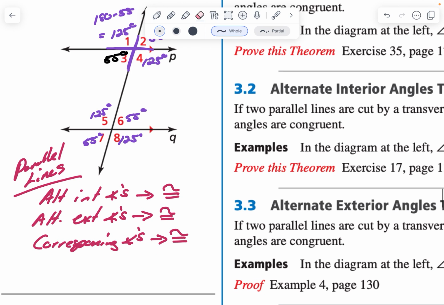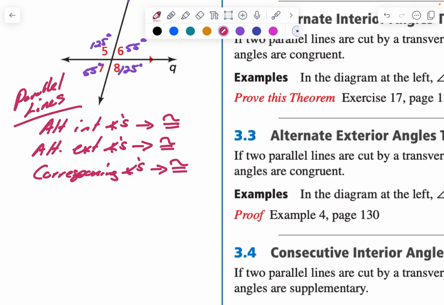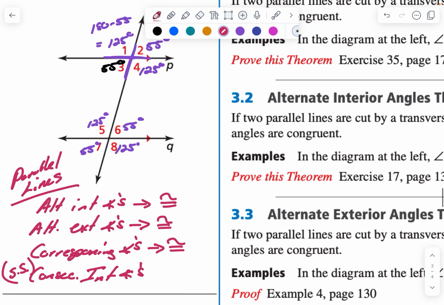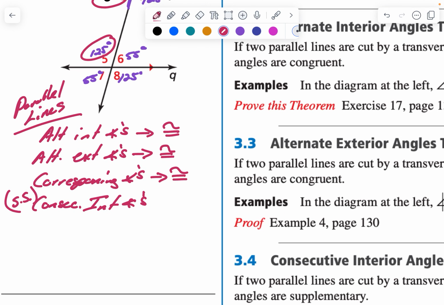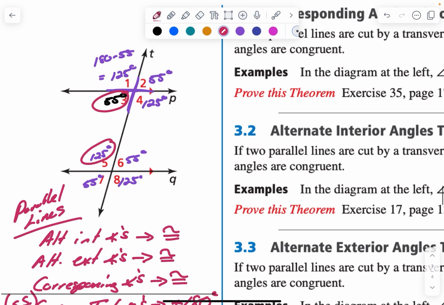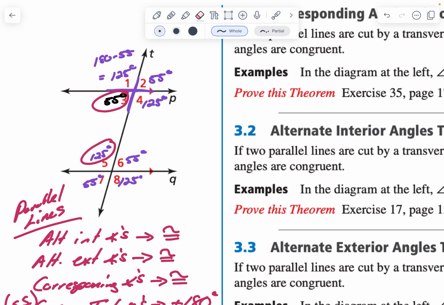And finally, we have our consecutive interior angles, also sometimes called same side interior. Consecutive interior, that would be like this one and this one on the same side. Notice they're not congruent, but instead they add to 180. And so those are all the relationships.